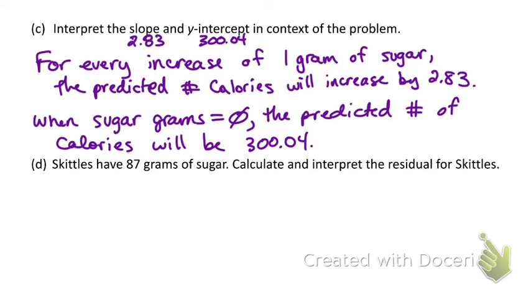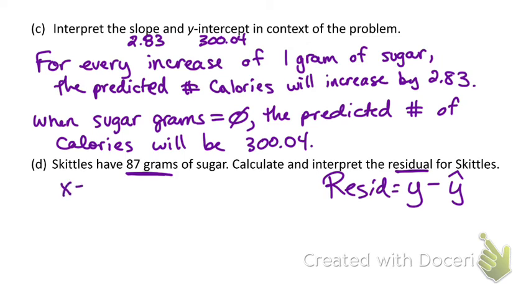Skittles! They have 87 grams of sugar in them. We're going to calculate and interpret the residual for Skittles. Now remember, guys, residual is the actual y value minus the predicted y value. Y minus y hat. This is what we did on Friday. I know how many grams of sugar Skittles have, 87. They were one of the 12 candies that were given to you in the chart. So if you look back at your data table and you find 87 grams of sugar, you'll see how many calories are in one serving of Skittles.